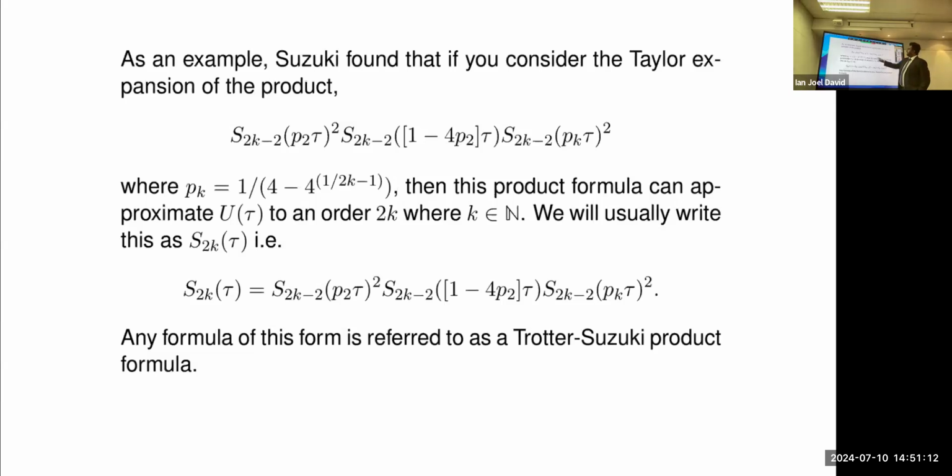And as you can see here, this is built recursively, but if you start from k equal to, say, 2, then you have something like S2 squared times S2 times S2 squared with these arguments that are inside. Okay? Yeah, so that's just the shortest Suzuki product formula.